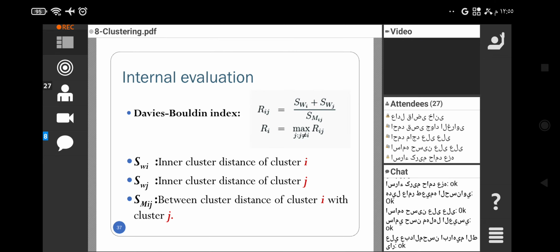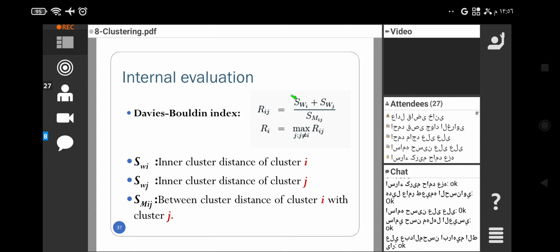Now, if we have these two, inner cluster distance and between cluster distance, the Davies-Bouldin index could be calculated using this formula. Okay, first we have to calculate Rij here. This is Rij. Okay, Rij, this is the formula.